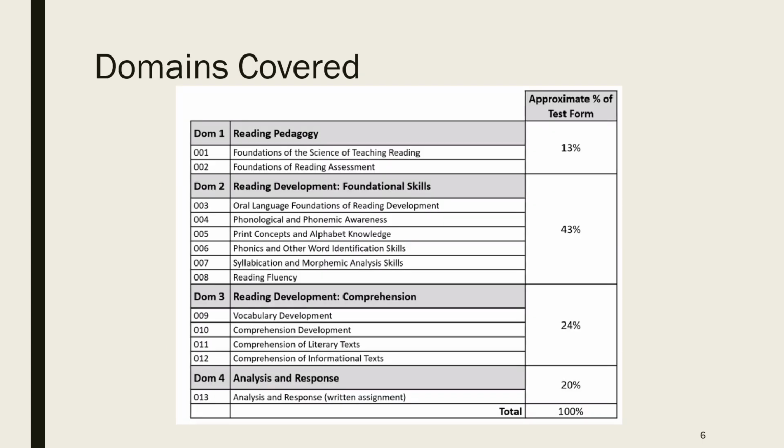On this slide are the domains that are covered, and it breaks it down a little bit more. So you might be thinking, well, what is meant by foundational skills and what is meant when they say comprehension? So this chart helps to break it down for you. I want you to notice that domain 2, the reading development piece, looking at phonics and oral language and phonemic awareness, phonological awareness, and reading fluency really do comprise a large part of the test at 43%.